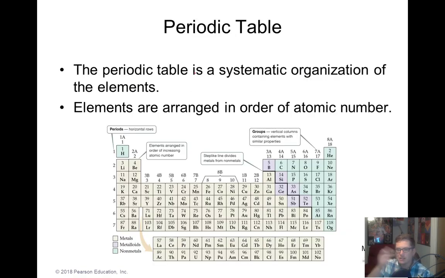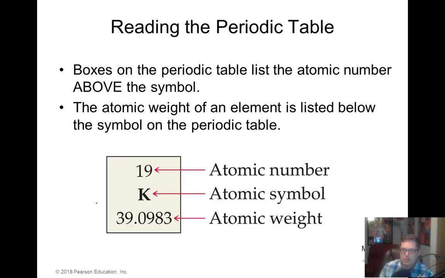All right, here's the periodic table. You should be pretty familiar with it. The elements are all arranged in order of atomic number. Atomic number is essentially the number of protons. So hydrogen has 1 proton, helium over here has 2, lithium 3, 4, 5, 6, 7, 8, 9, 10, etc.